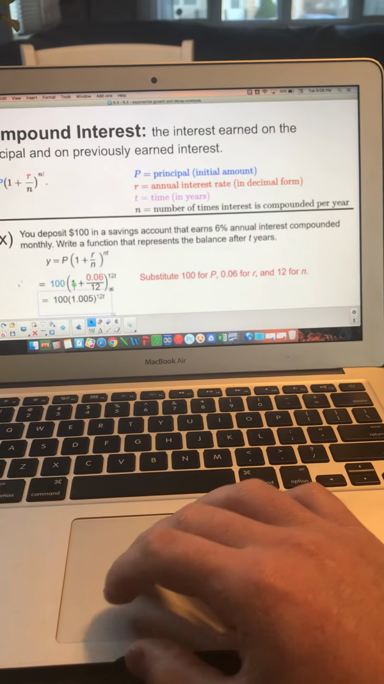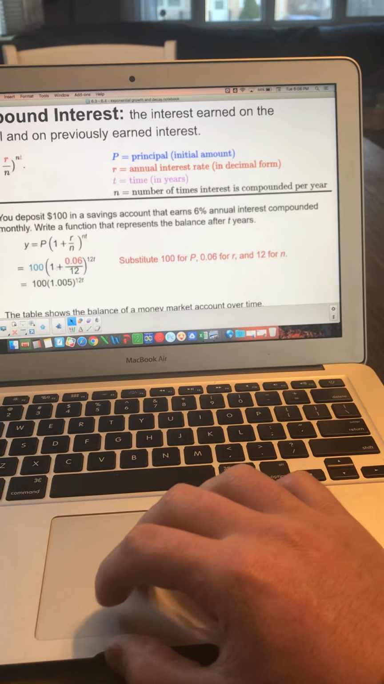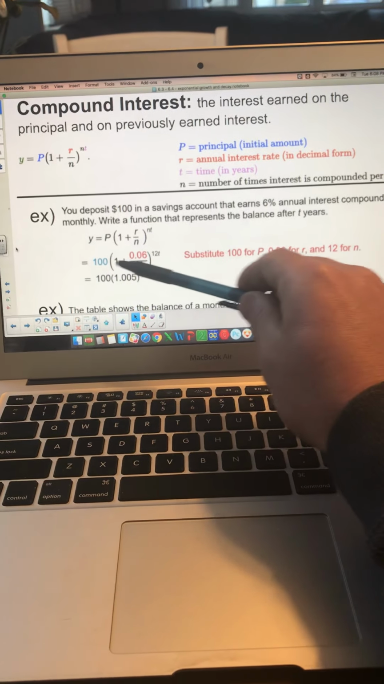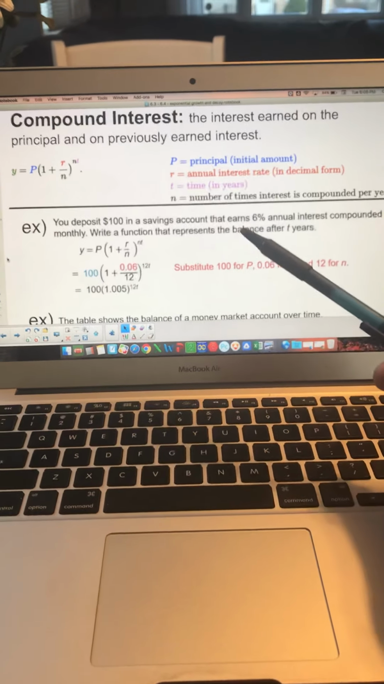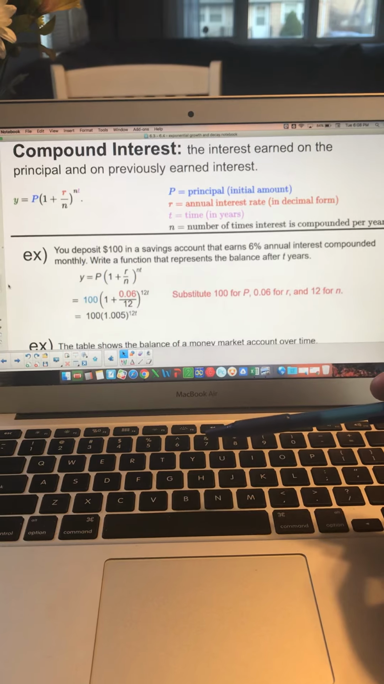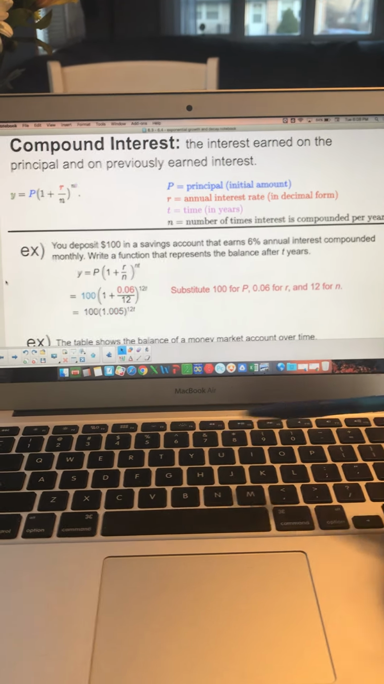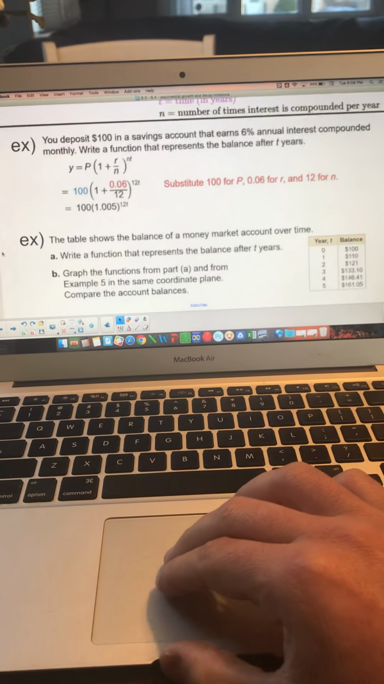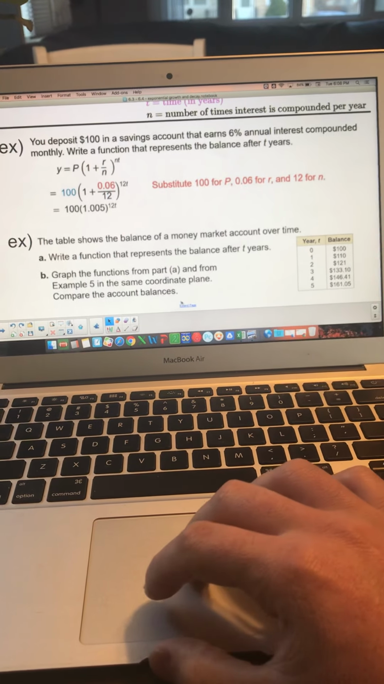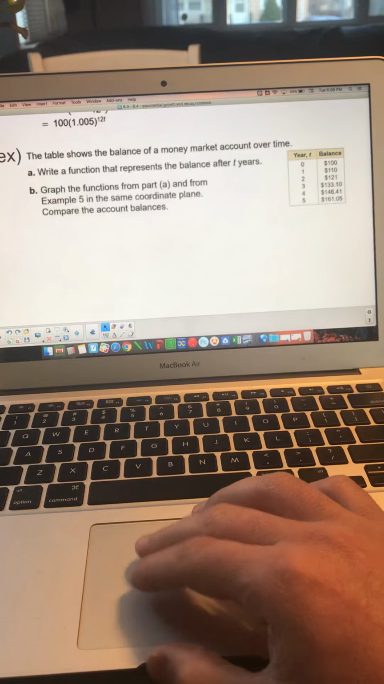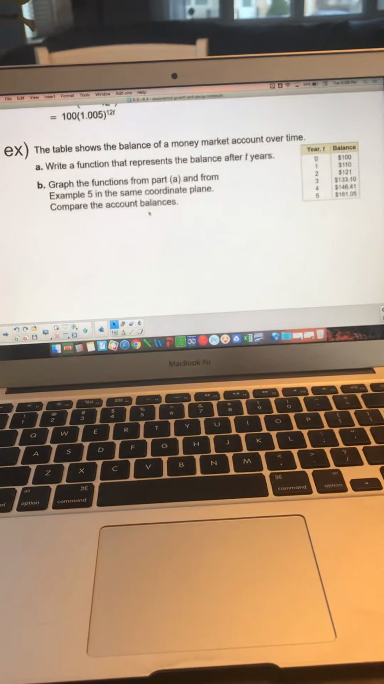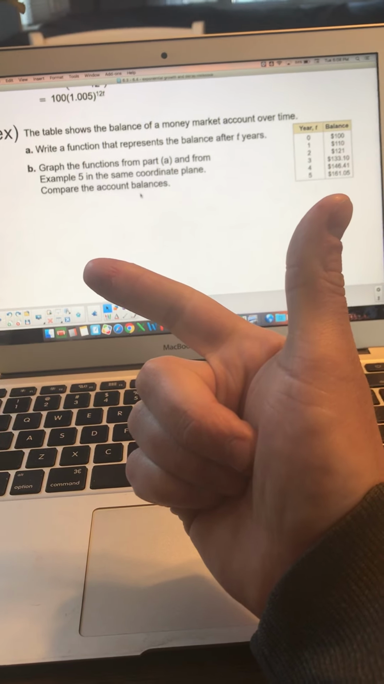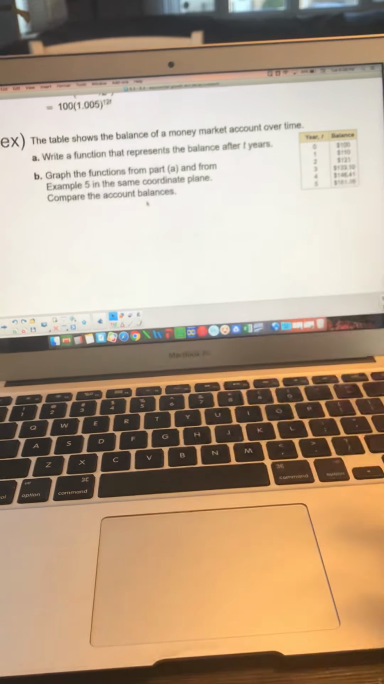If we were looking to simplify it, divide before we add, parentheses, PEMDAS. Hope you all are doing good so far. Here we go. Next example. Now, we're going to do a little both. All right? Last and final example. We're going to write a function and we're going to graph them. Okay?